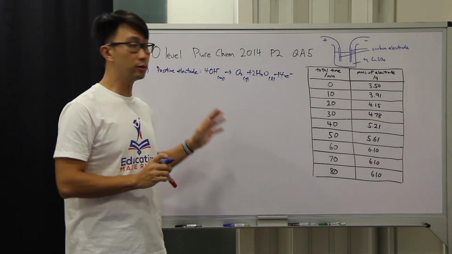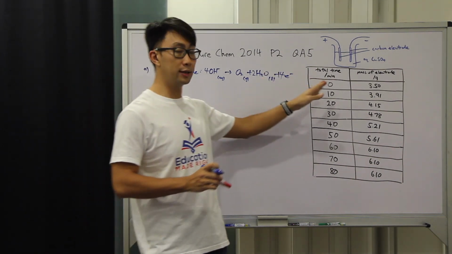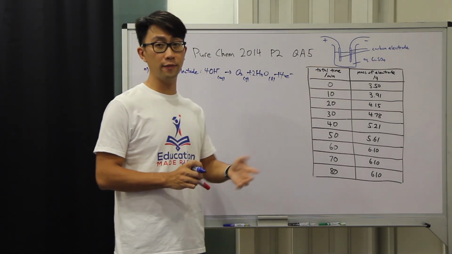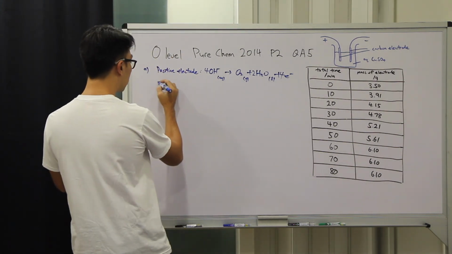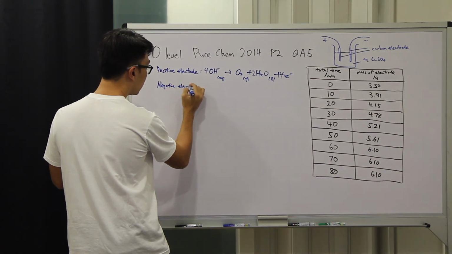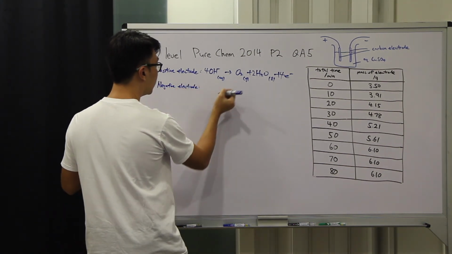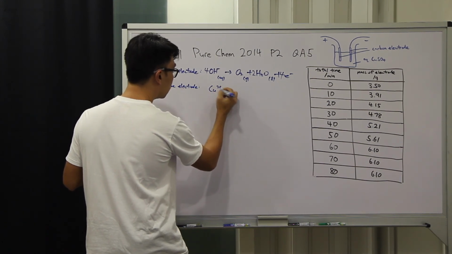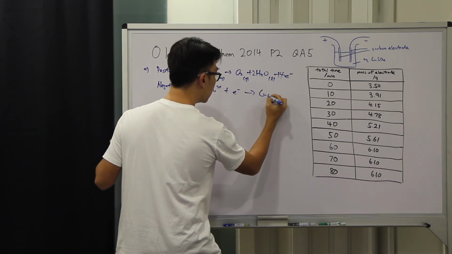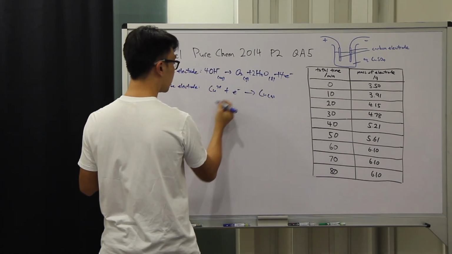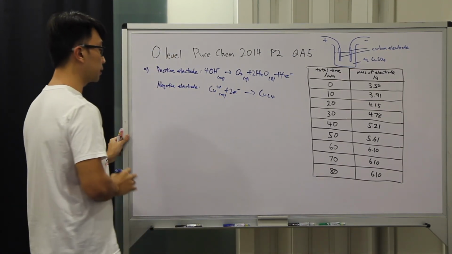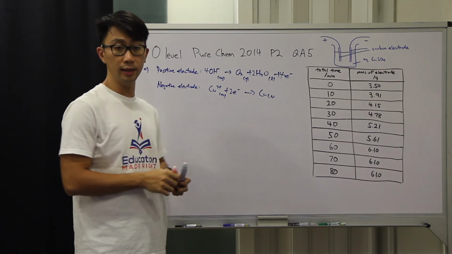If we consider now the negative electrode, we have the positive ions, which are the hydrogen ion and the copper ion. The copper ion will have a higher ease of discharge. So at the negative electrode, copper 2+ reacts with electrons, giving us copper. This is a solid, and this is aqueous, and we need 2 electrons here. Alright, there you go, this is for part A.